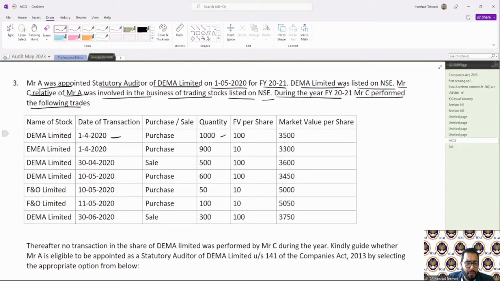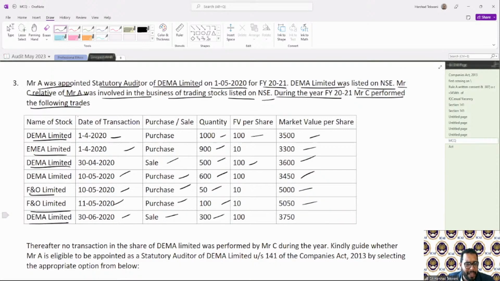On 1/4/2020, he purchased 1000 shares of DME Limited, face value 100, market price 3500. On 1/4/2020, he also purchased 900 shares of another company, EME Limited. On 30/4/2020, he sold 500 shares of DME Limited, face value 100, at 3600. Then on 10/5, he purchased 600 shares at 3450. There was another company, FNO Limited. On 10/5, he purchased 50 shares of FNO Limited, and on 11/5, he purchased 100 shares at 5000 and 5050. Again on 3/6, he sold 300 shares of DME Limited at 3750. Thereafter, there was no transaction with respect to DME Limited shares.